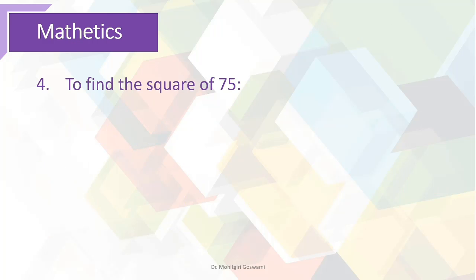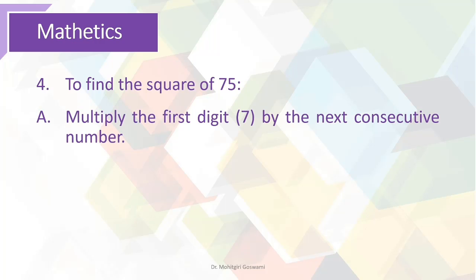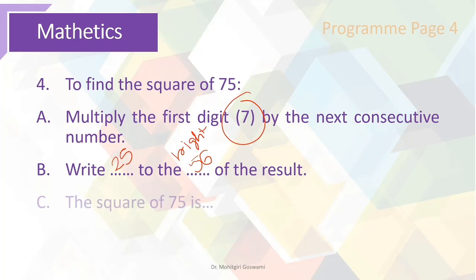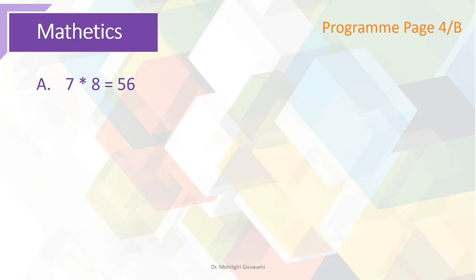We are having another example, to find the square of 75. Multiply the first digit 7 by the next consecutive number. 7 into 8 is equal to 56. You have to write 25 to the right of the result, not to the left. The square of 75 is 5625.